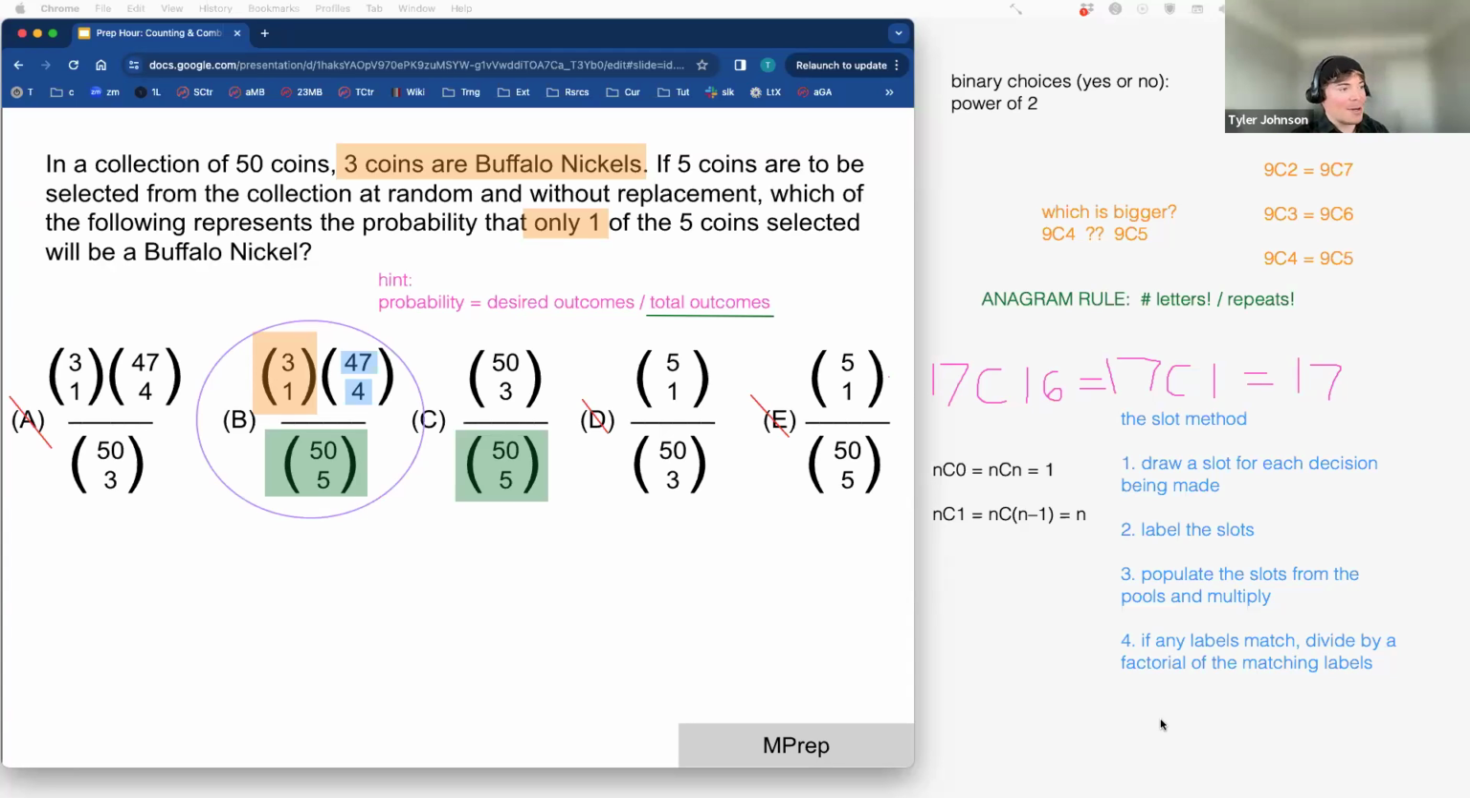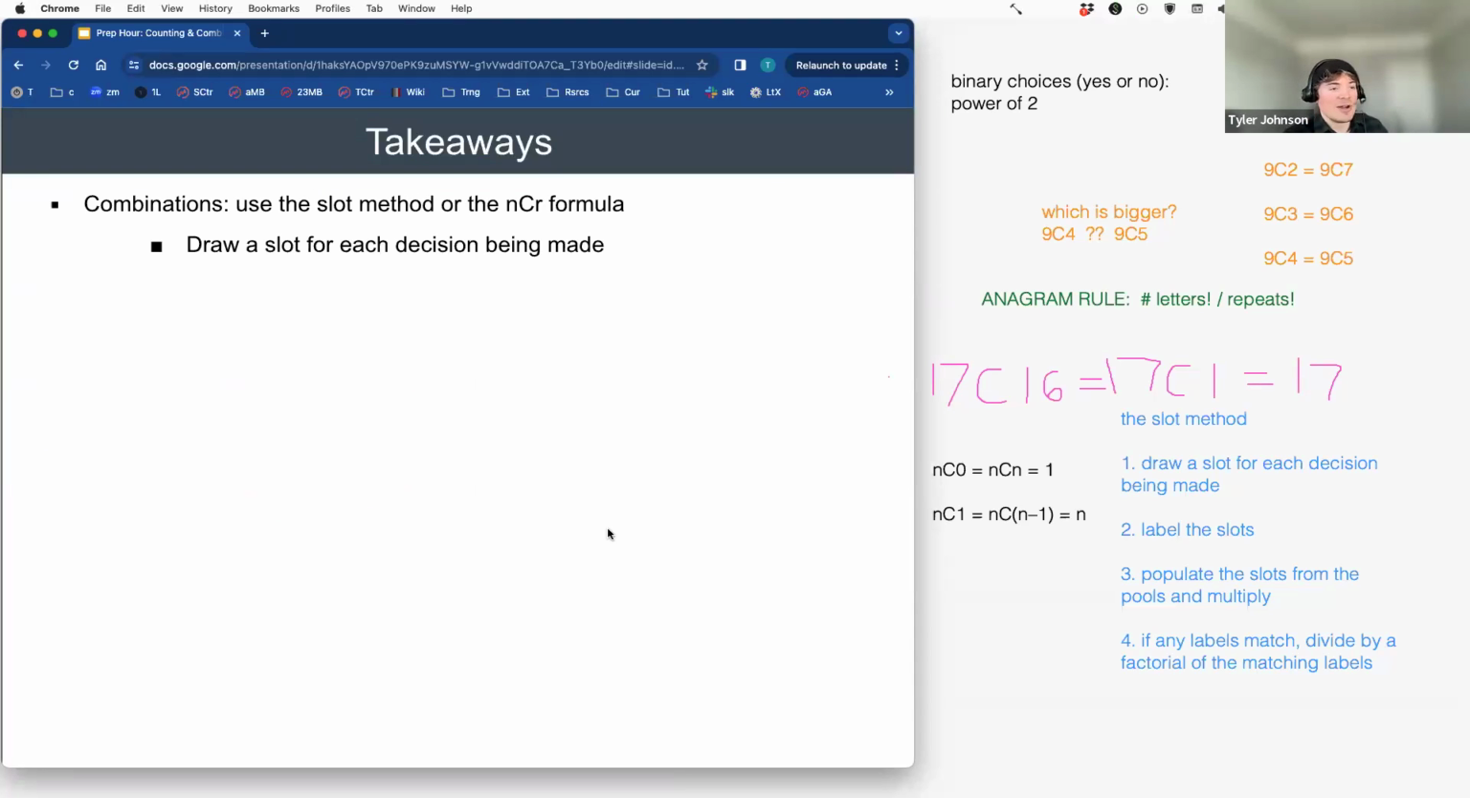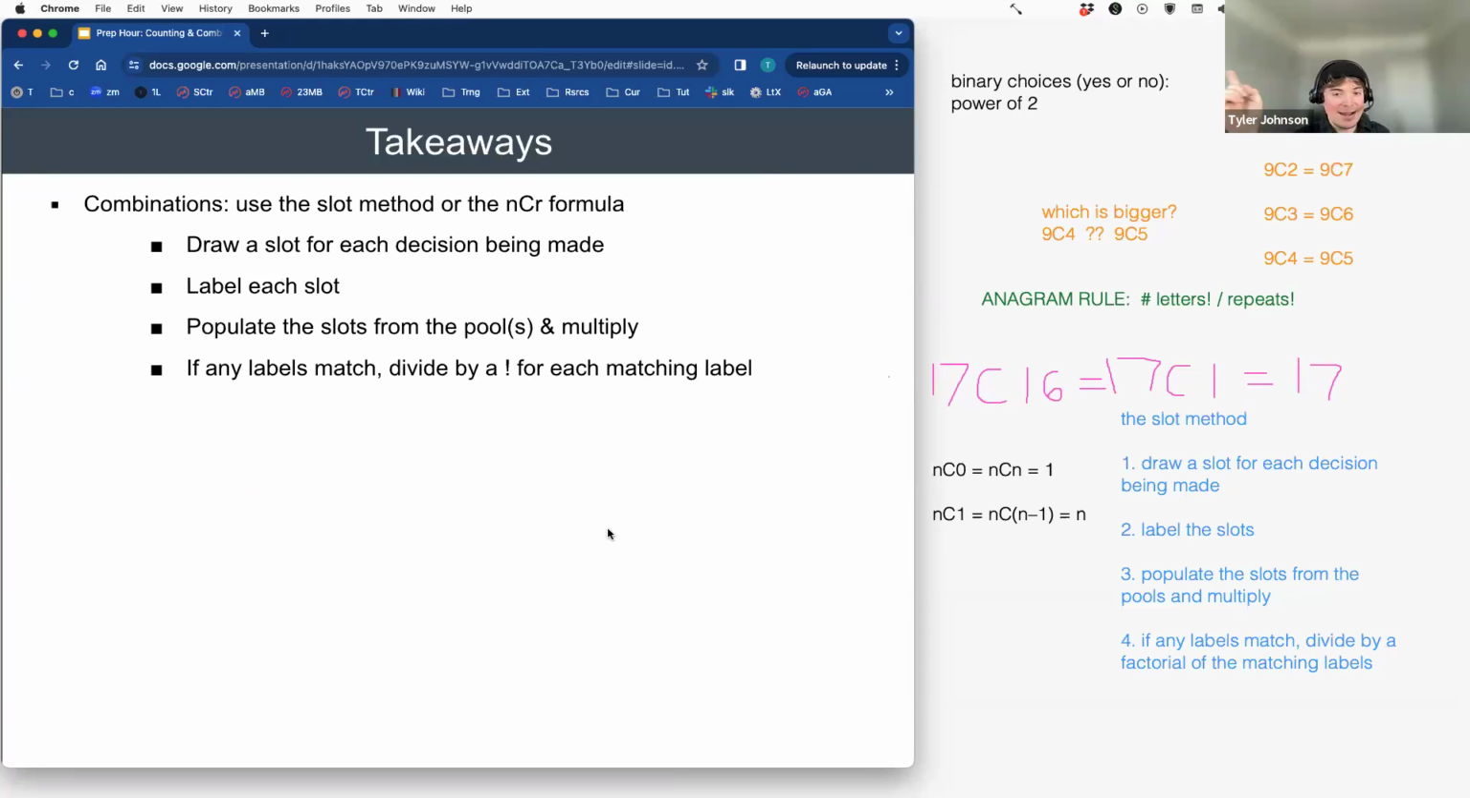All right, we're going to start wrapping up here to kind of walk you all through what I think are the biggest takeaways from this lesson. Number 1, don't forget about the slot method or the and-choose formula if you prefer to do the formula way. But step 1 is always draw a slot for every decision that you make. Then you want to label each of those slots and then populate those slots from the pools and multiply. And then this 4th step is optional. If any labels match, you divide by a factorial for any matching labels.